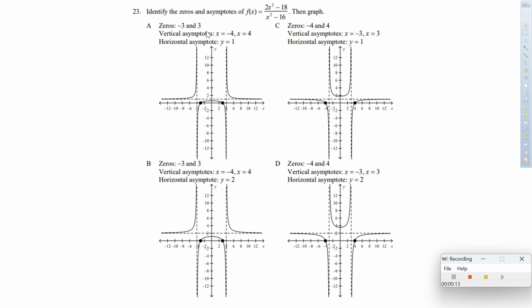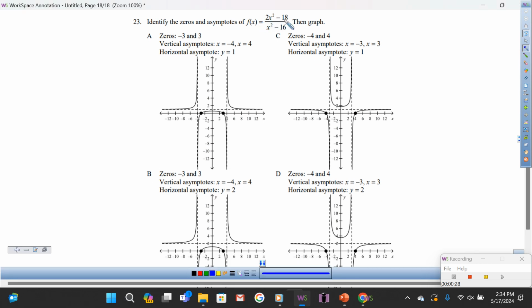Here we go. It says, identify the zeros and the asymptotes. Now, don't worry about the zeros right now. Let's worry about the asymptotes. Look at that function, f of x equals (2x squared minus 18) over (x squared minus 16). Right away, if you notice, we need to do what? Long division. Is that correct?